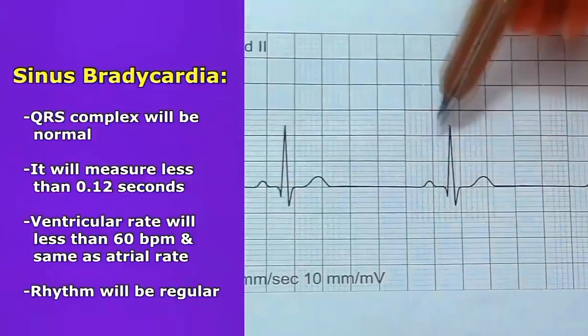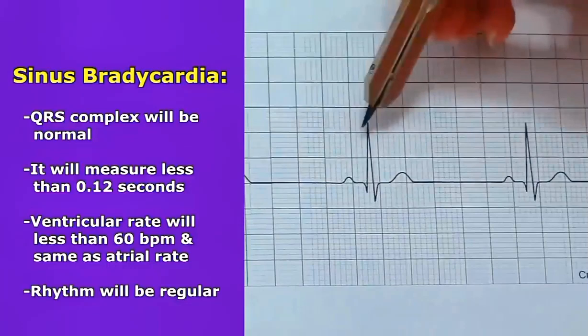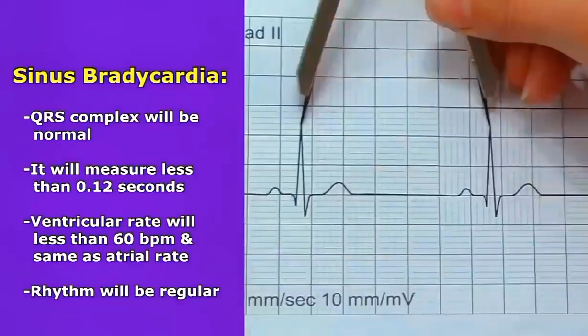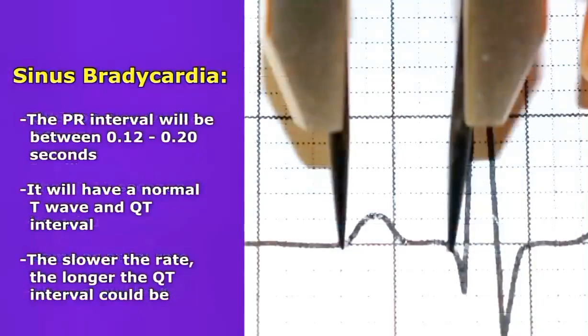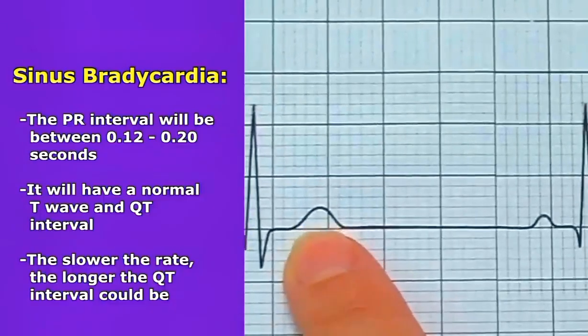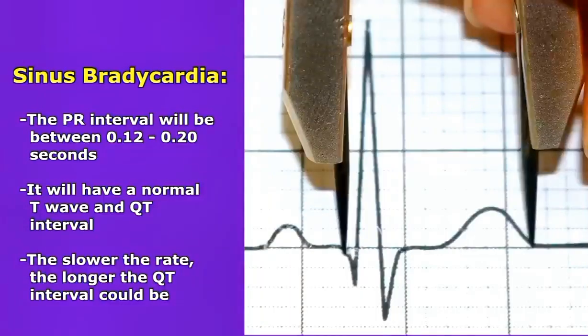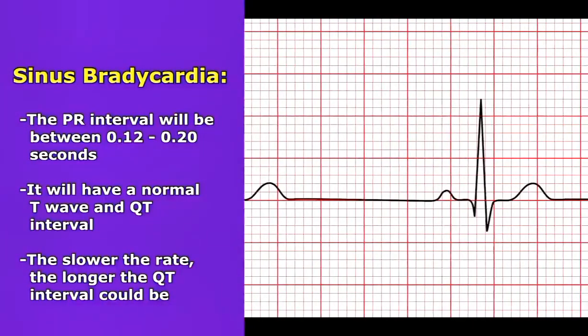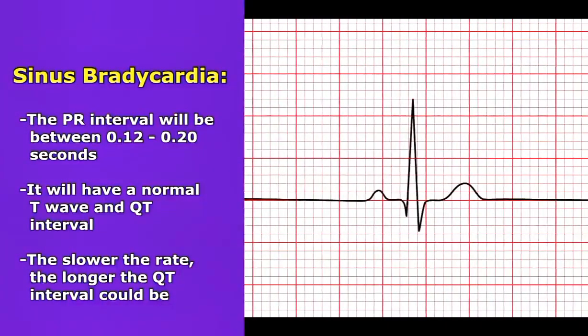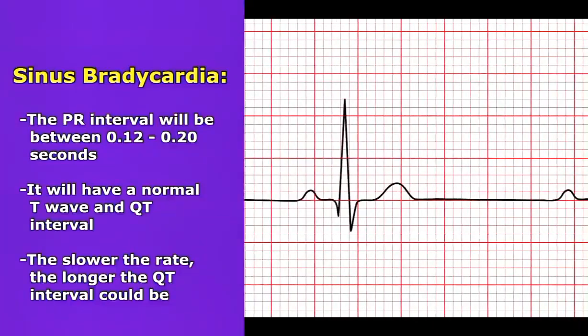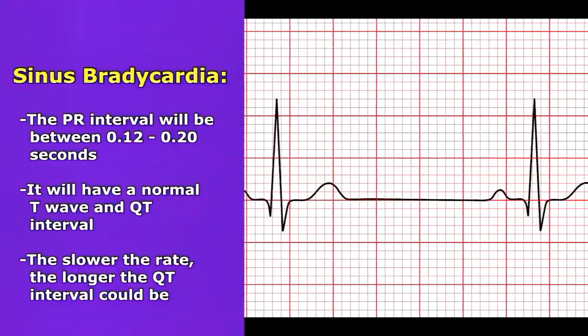So the ventricular rate will be less than 60. It should actually be the same as the atrial rate, and the rhythm will be regular. Furthermore, the PR interval will be anywhere between 0.12 seconds to 0.20 seconds. It will also have a normal T wave and a normal QT interval. But it is important to note that the slower the rate, the longer the QT interval could be, because whenever your rate's slower, it makes that QT interval a little bit longer.